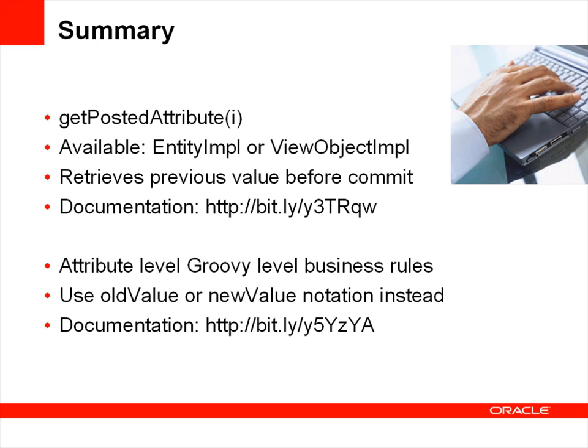So in summary today, we can see that at the entity implementation or view object implementation level, we can make use of the getPostedAttribute method to return the previous value of an attribute from before the last commit. Alternatively, when using Groovy attribute-level business rules, we can also use the implicit oldValue and newValue objects instead. To be clear, these implicit Groovy objects are only available from attribute level validations. They are not available to entity level validations.